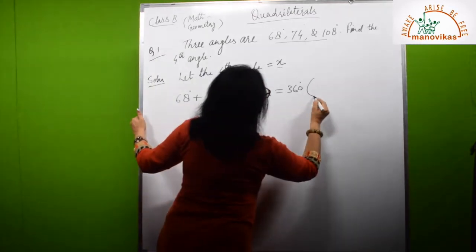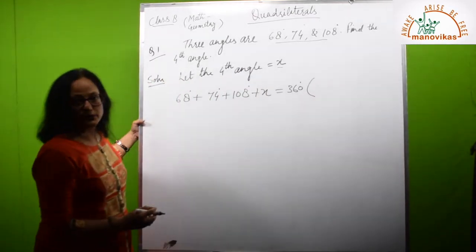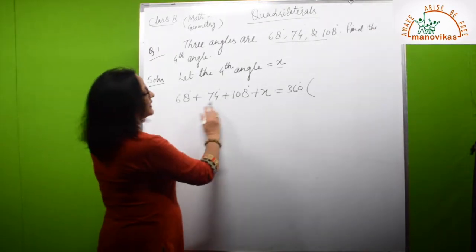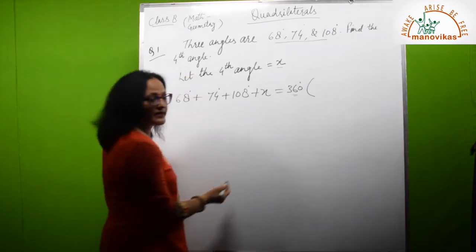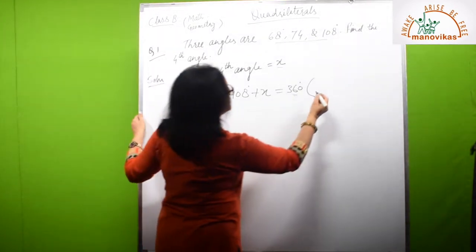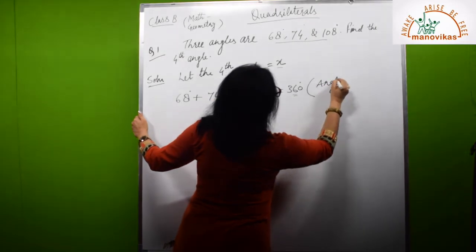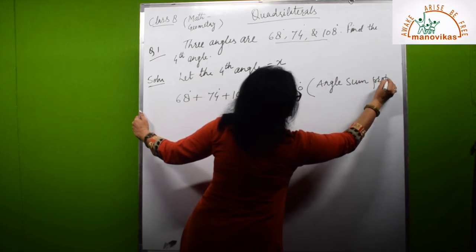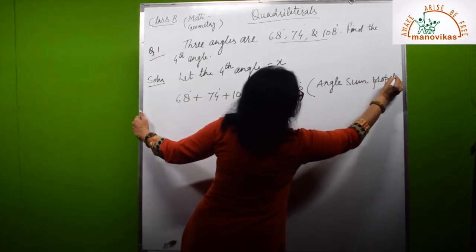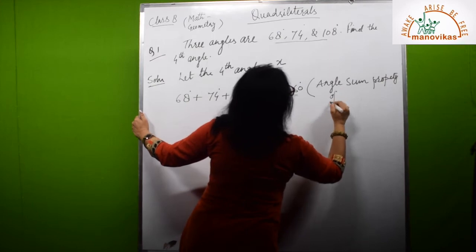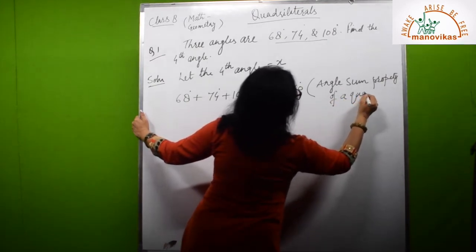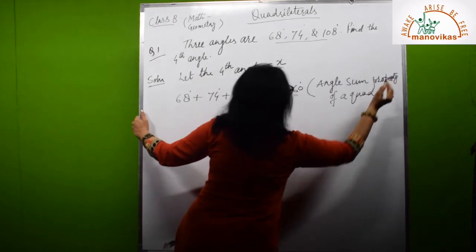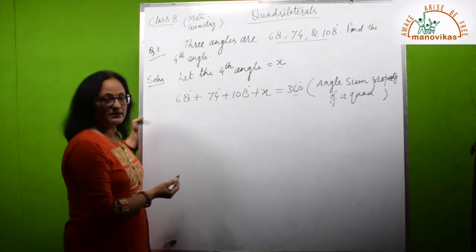Now here you have to note one thing. Whatever result we use in geometry, you have to give the reason for that. So why you have taken the sum of all these angles as equal to 360 degrees, you have to give the reason here. This is the angle sum property of a quadrilateral. It is mandatory to write the reason.